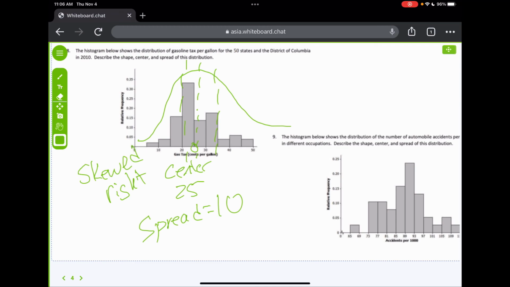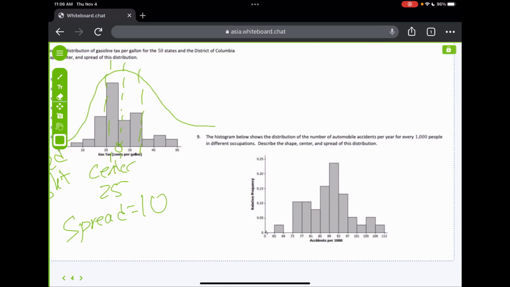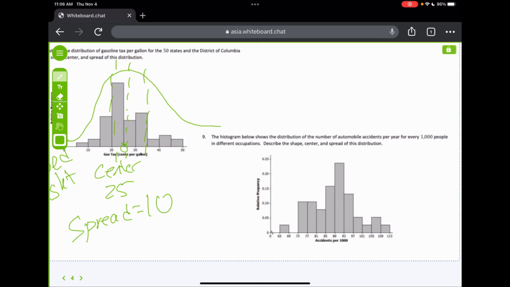If you're looking at number 9, it says the histogram below shows the distribution of the numbers of automobile accidents per year for every 1,000 people in different occupations. Describe the shape, center, and spread of this distribution. Well, if we look at the shape, we're going to have probably symmetrical. This one is probably the closest to being symmetrical that we've had so far.